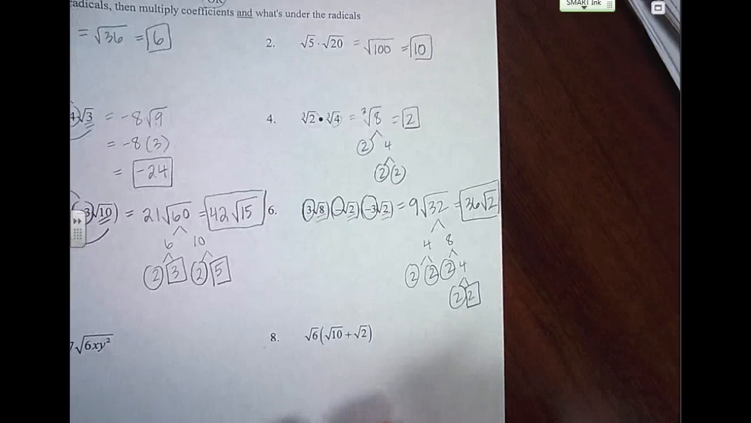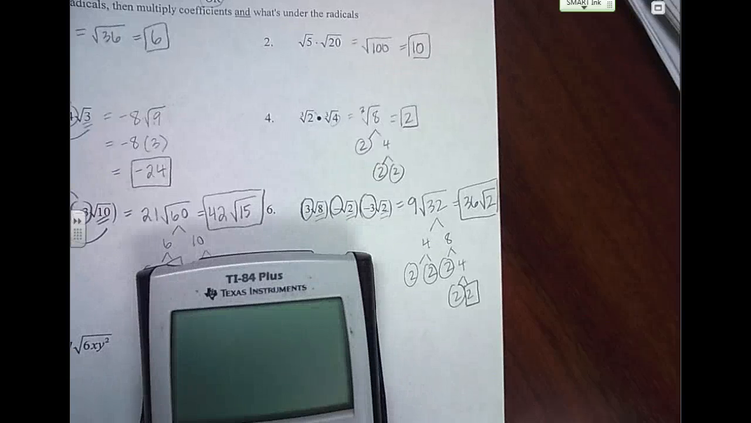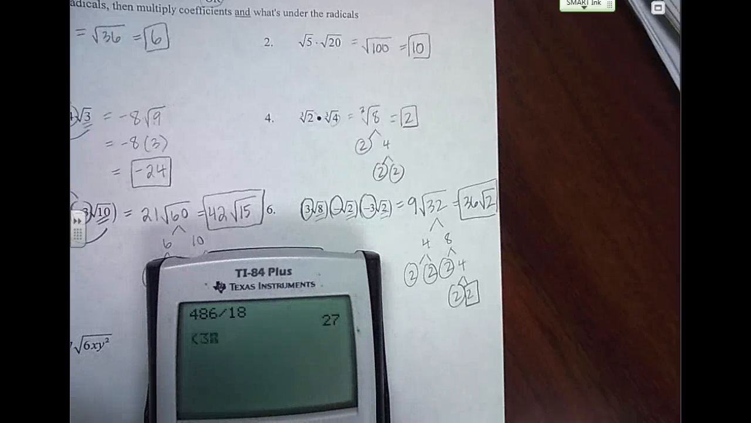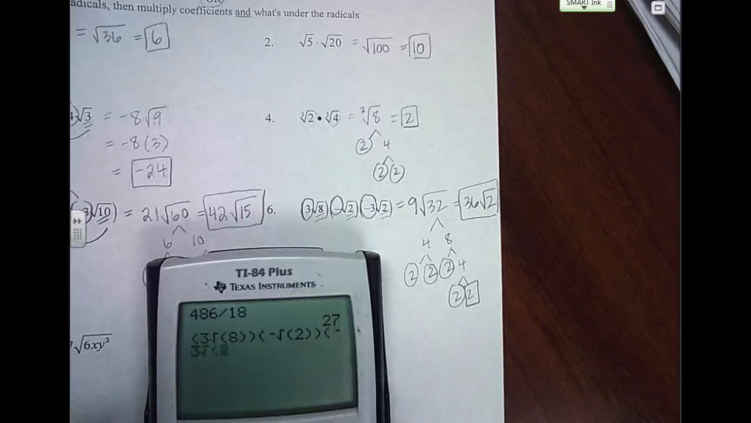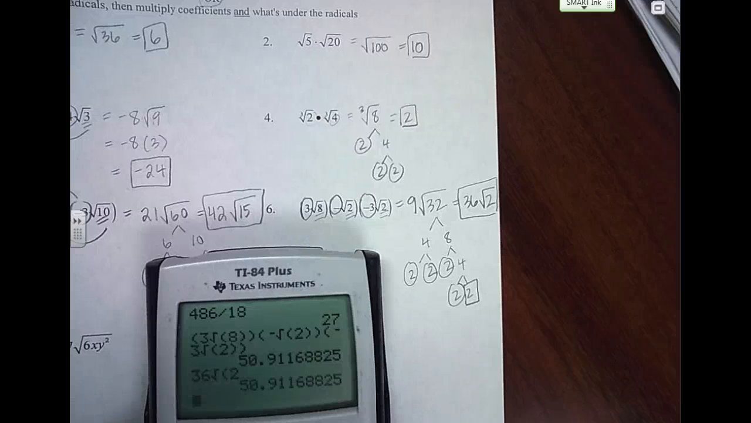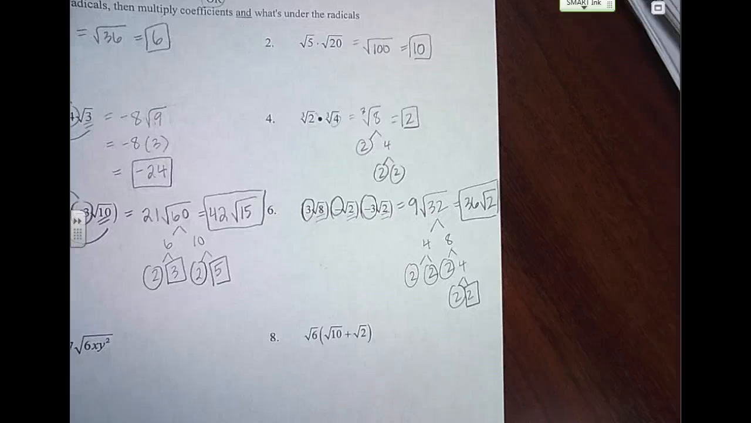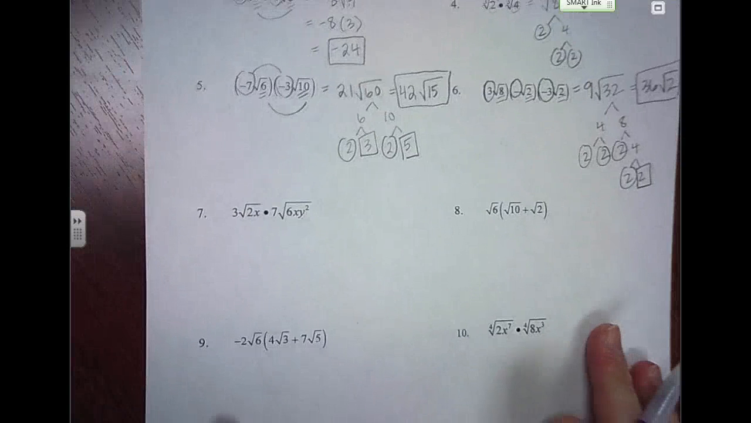And remember, you can check this in your calculator. So if I was checking number 6 in my calculator to make sure I got that right, I could do 3 square root of 8 times negative square root of 2 times negative 3 square root 2, and then plug in my answer, 36 square root of 2. And I get the exact same thing. So you can still check your answers just like we did before. Okay, number 7. Now we'll add some variables in.